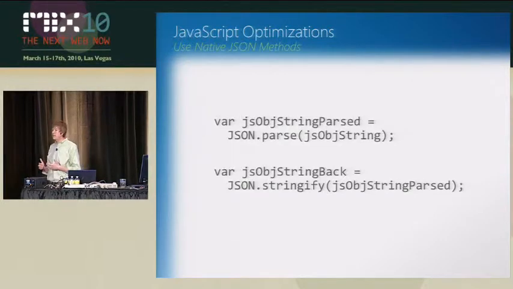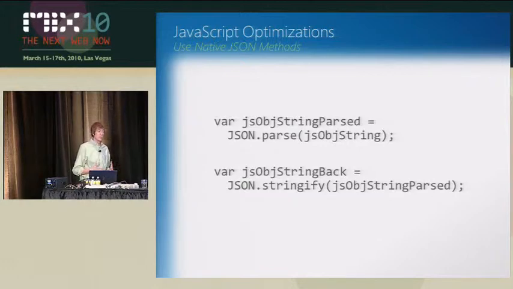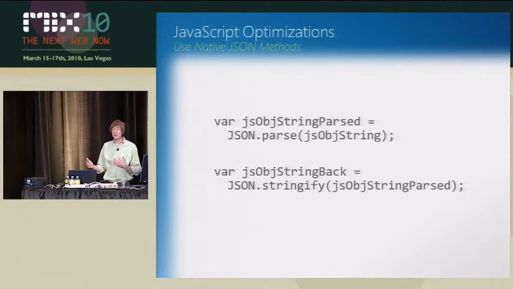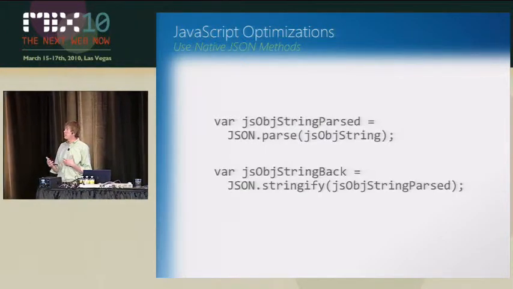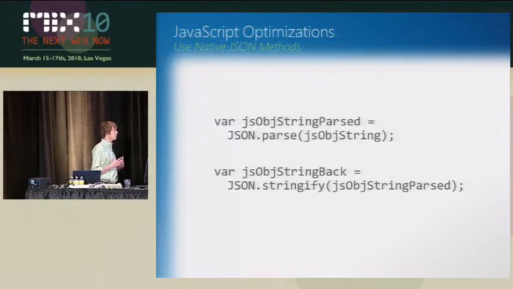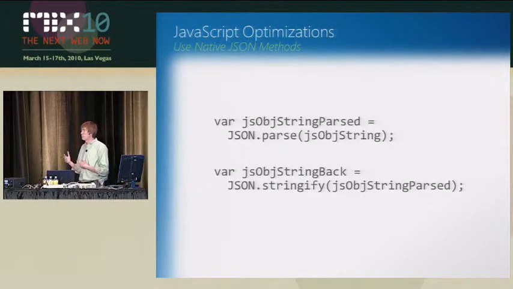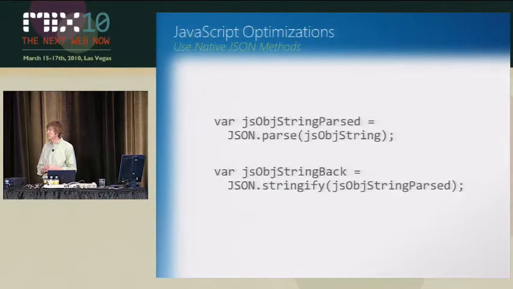But what that means is that the JSON serialization and deserialization is occurring in script through script objects. By using the native JSON methods, which were first introduced into Internet Explorer 8, to do your serialization and deserialization, you can actually improve performance of this in some cases by a multiple of 5 or 6 times.